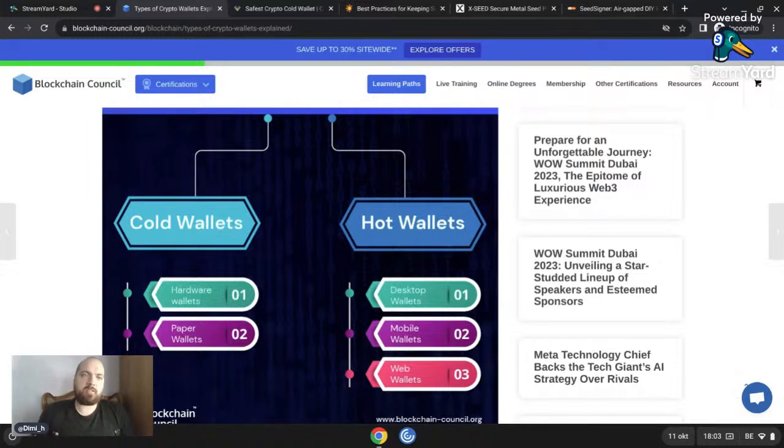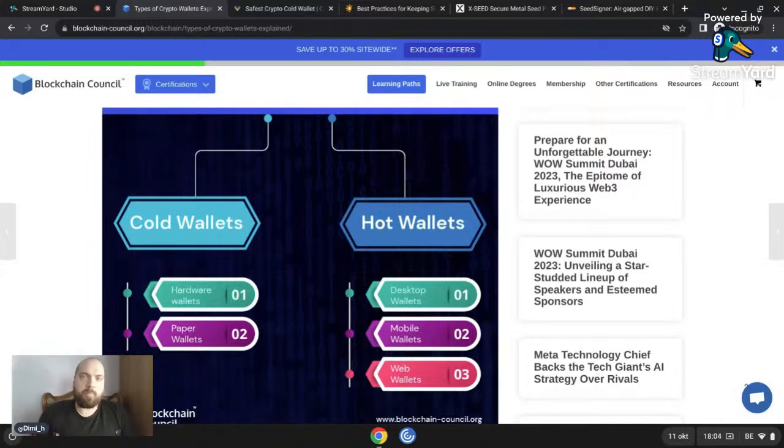On the other hand, you have cold wallets, hardware wallets and paper wallets. Those are the safest kind of wallets. There's no internet connection involved. All data being stored in a cold wallet is kept offline.